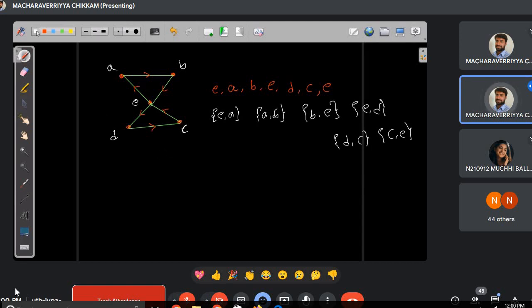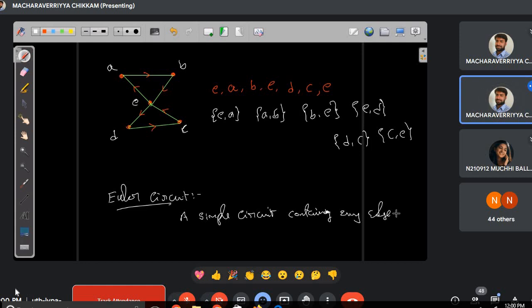So we have a name for this simple circuit. We call this an Euler circuit. So what is the definition of Euler circuit? A simple circuit containing every edge of G is called an Euler circuit.